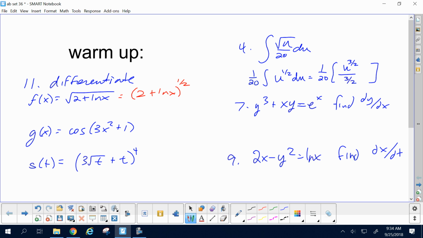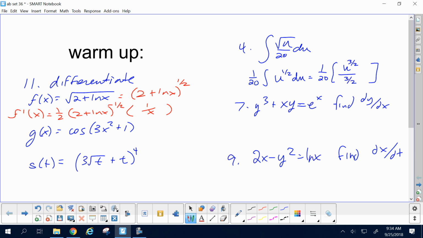I would consider an optional step. We mentally just rewrote it as an excellent tool. But the power rule, or sorry, chain rule: a half comes down, drop it to the negative 1/2. Inside stays the same. Then times the derivative of the inside. What's the derivative of the inside? 0 plus 1 over x.